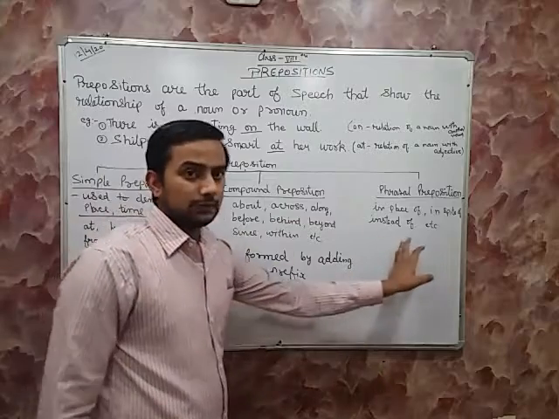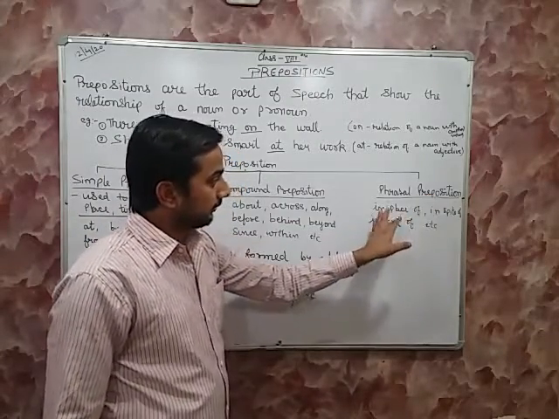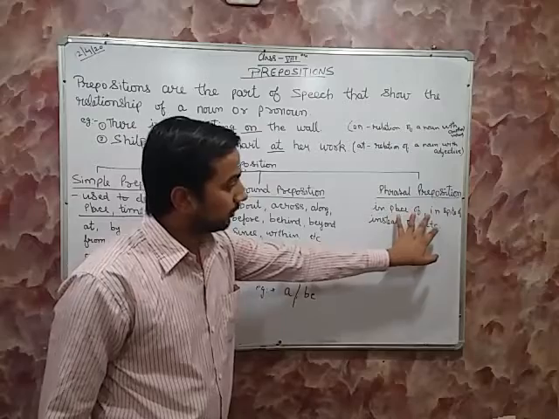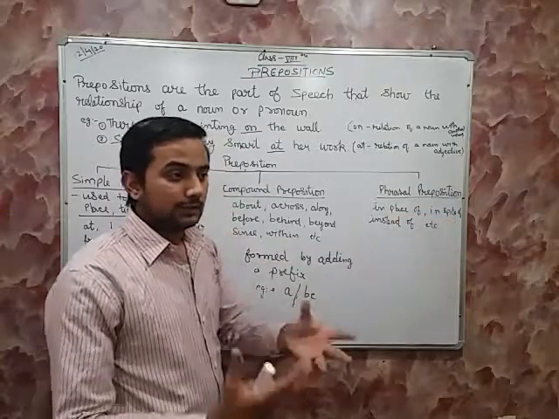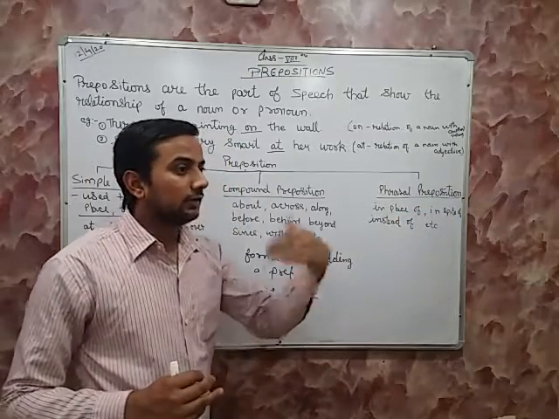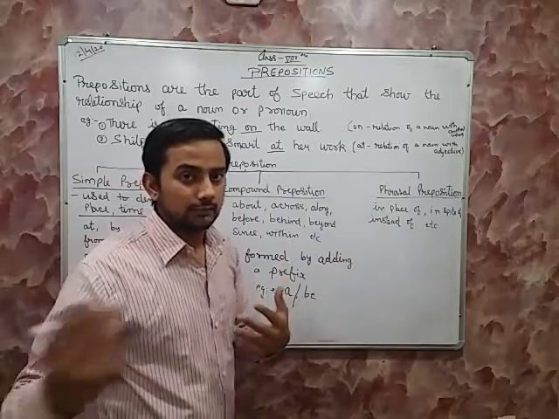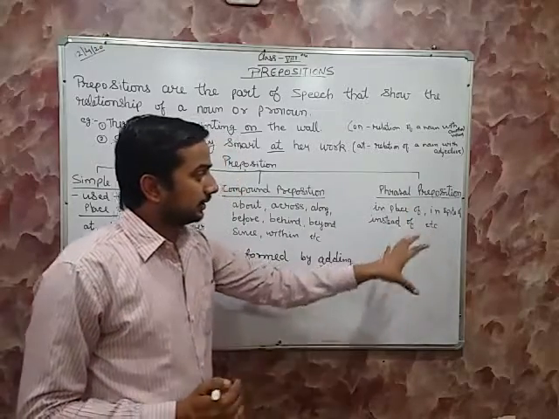Okay. Now the third type is phrasal prepositions. Phrasal prepositions are like in place of, in spite of, instead of. Whenever we say, like, instead of doing this, you should have done that. So instead of, etc. These are the phrasal prepositions.